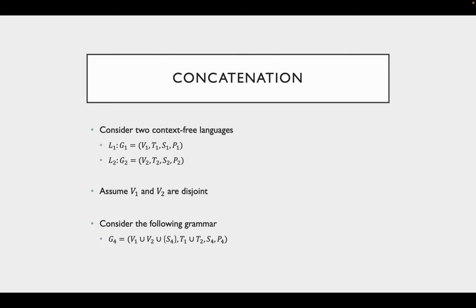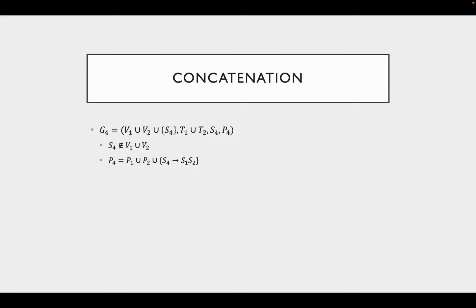So G4 is V1 union V2 union S4. So we're adding a non-terminal symbol S4, which is going to be our new starting state or starting symbol. And then we have our terminal symbols, which are a union from T1 and T2, and we have a new set of productions P4. S4 is a new symbol, so again, it's not in the union of V1 or V2. And P4 is going to be our set of productions from P1, P2, and a new production, S4, which goes to S1 followed by S2. That is S1 concatenated with S2.